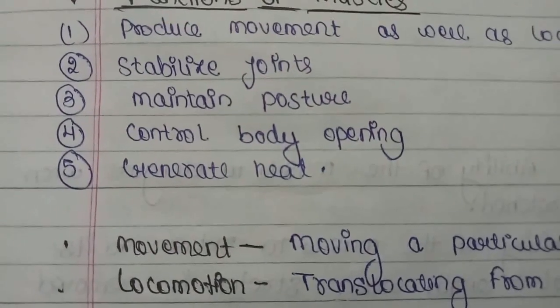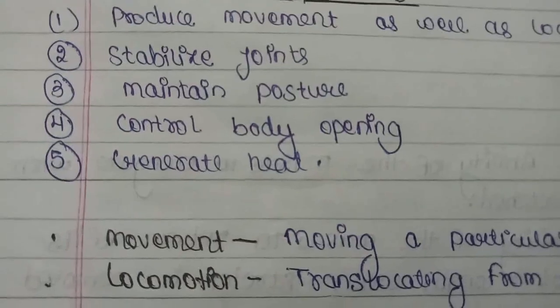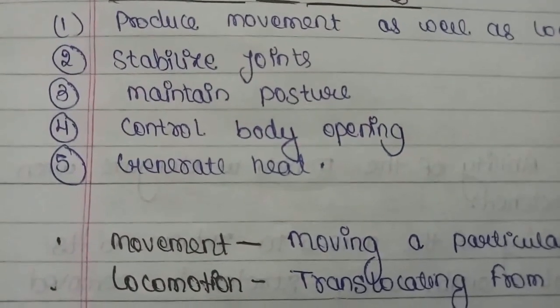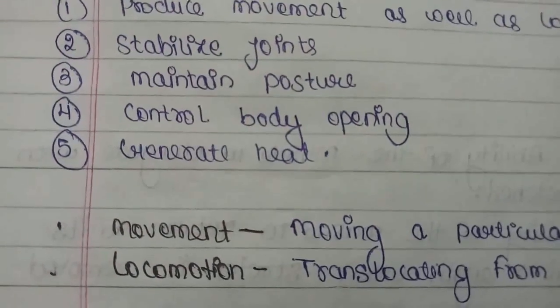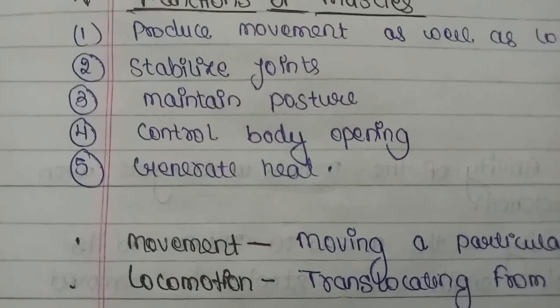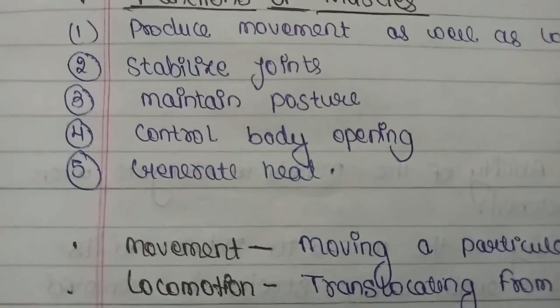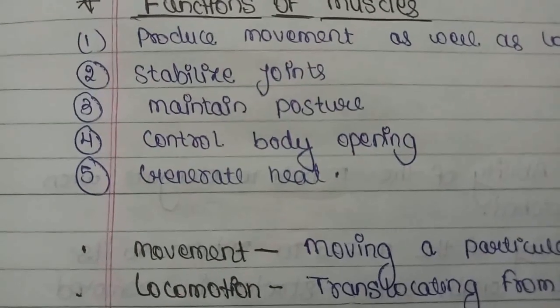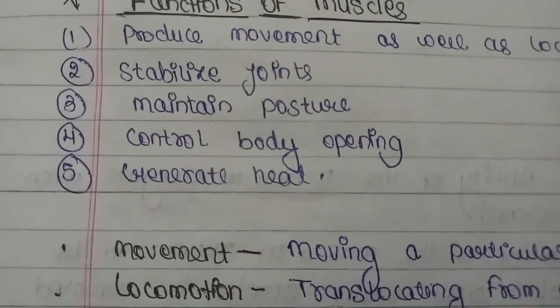Next is maintaining posture. Posture maintenance is done by the flexibility and strength of muscles. Third one is generation of heat. Generation of heat is done by muscle contraction and also controlling of body openings.